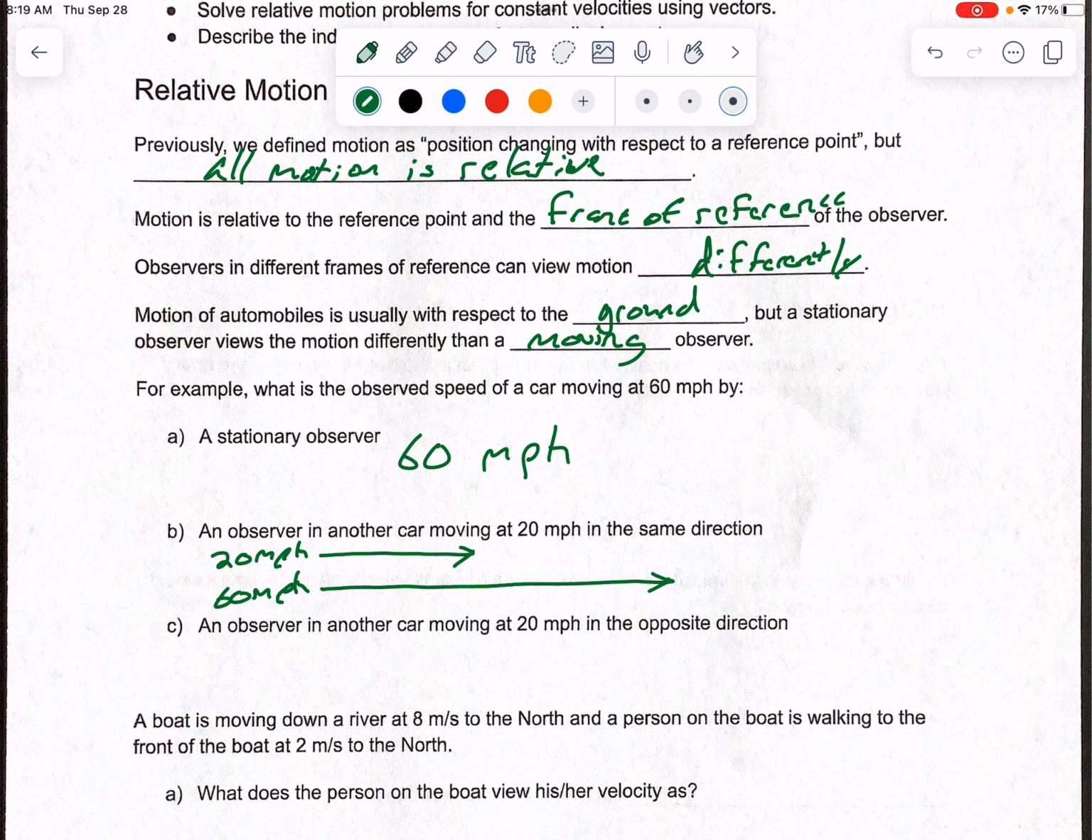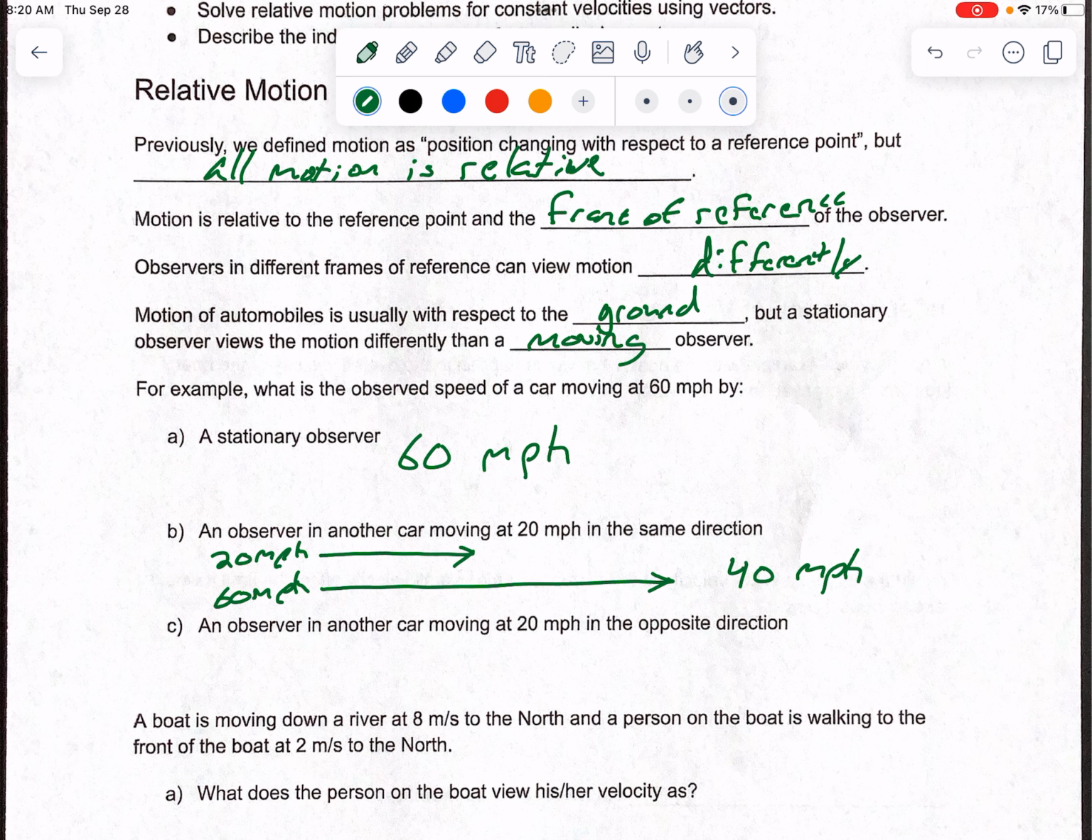The way I think about this is when you're on the highway doing about 70 miles an hour and someone passes you going 80, it doesn't really look like they're going 80, they're just slightly going faster than you are. So to you, it would look like they're going 10. In this case, it's going to look like they're going 40 miles per hour since you're moving with them.